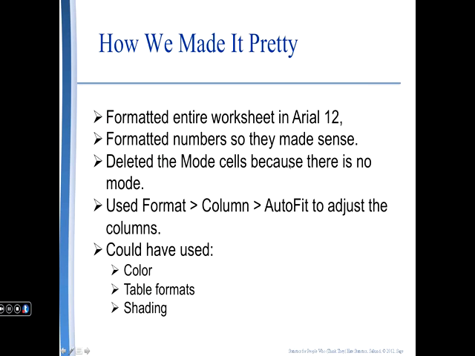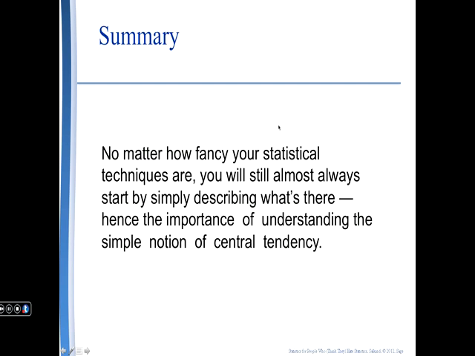But what they're getting at in this slide is there's things you can do. The standard output in Excel is Arial size 10. That's pretty small for some of my eyes. I don't know about your eyes, but all of mine think it's pretty small. Things come formatted as general, so you want to format numbers as numbers. In this example, they got rid of the mode because there was no mode. Adjusted the column widths, and you can use various tables and shading and that sort of stuff to make it a little prettier.